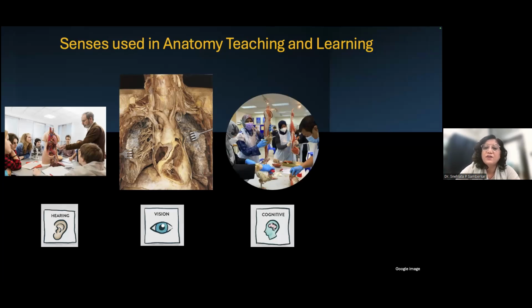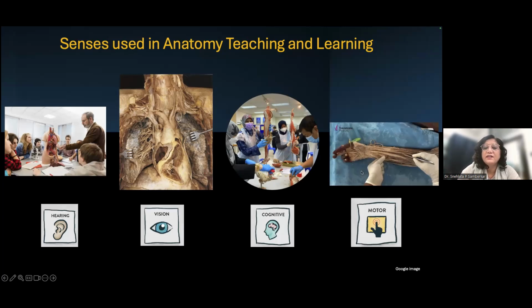Then comes cognitive function. Now, students can understand the relationship between the structures and apply the knowledge of anatomy in clinical settings. It also involves critical thinking and problem solving. It can also integrate the knowledge of anatomy with other medical fields like pathology and physiology to understand the human body. And finally is the motor skill. So developing fine motor skill is crucial for performing anatomy dissection.